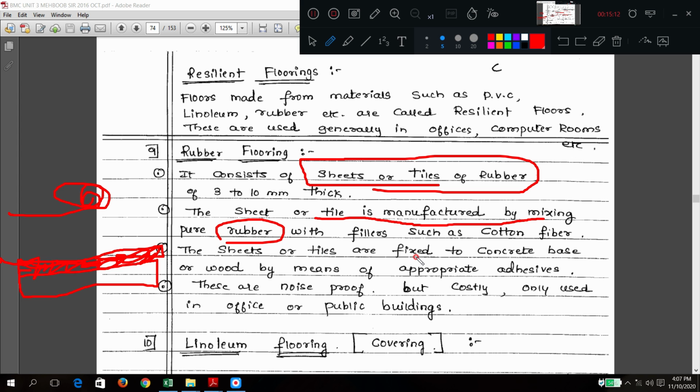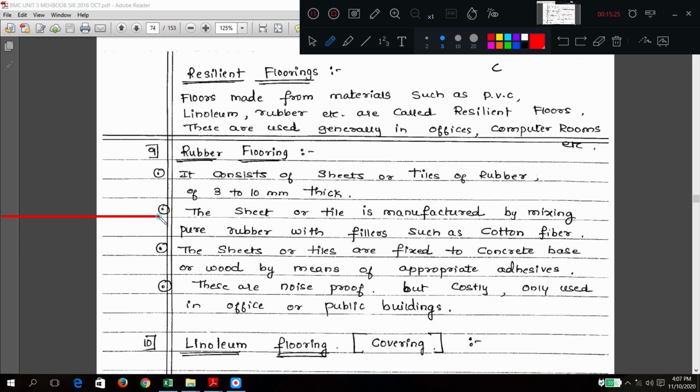So how are they fixed? The sheets or tiles are fixed to concrete base using adhesive. So there is a floor on which you want to put this one, and there is a rubber coil or rubber tile. You are going to apply the adhesive on this surface, everything is done, and this is rolled and pressed. Okay, this is rubber flooring.